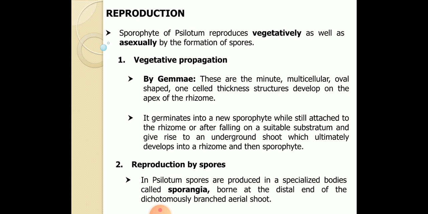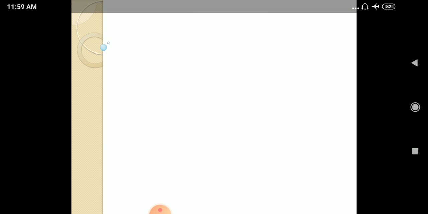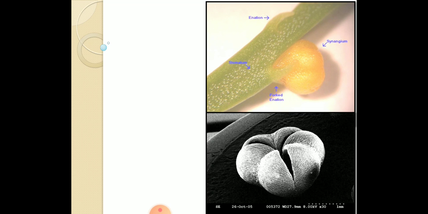The next is reproduction by spores. In Psilotum, the spore-producing structures are called sporangia, and usually they are borne at the distal end of the dichotomous branch of the aerial shoot. They are called sporangia or synangia. The complete structure that you are observing in the photograph is called a synangium.